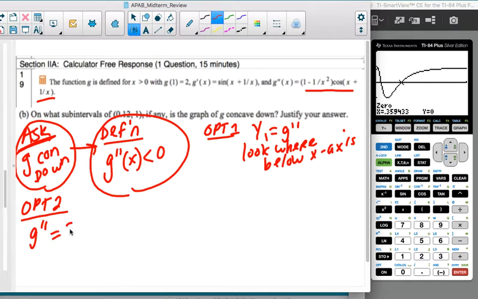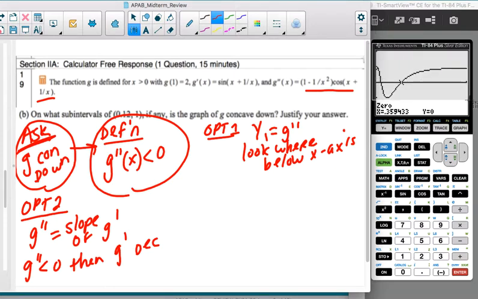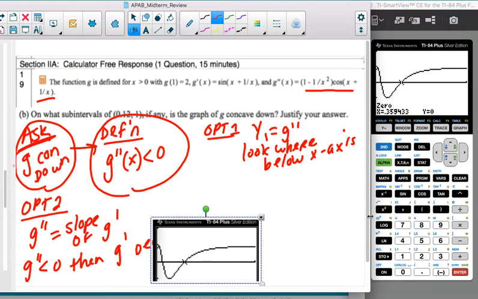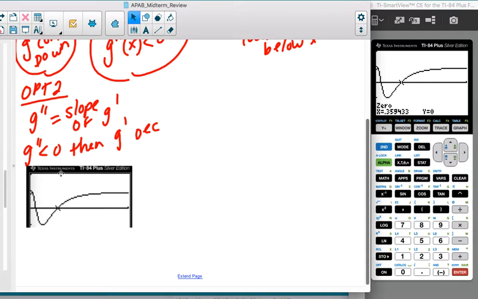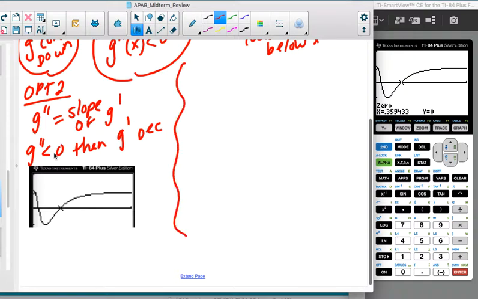g double prime is the slope of g prime. Meaning, if I want g double prime to be negative, then I want g prime to be decreasing. Well, I can see that literally on this graph. So if I screenshot this real quick, again, I'm going to show you both options. You should not do both options on an AP. You should do whichever one occurs to your brain first. But if I pick option 2, where I already have this in my calculator, I'm looking for where g prime is decreasing. Well, that's here and pretty much only there, right?